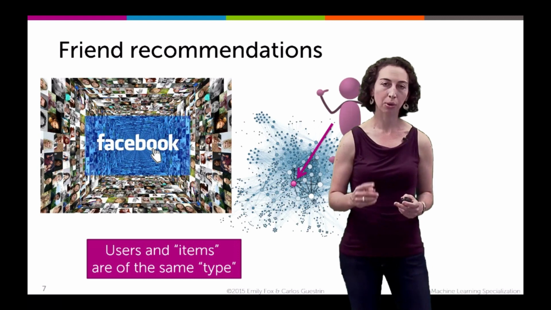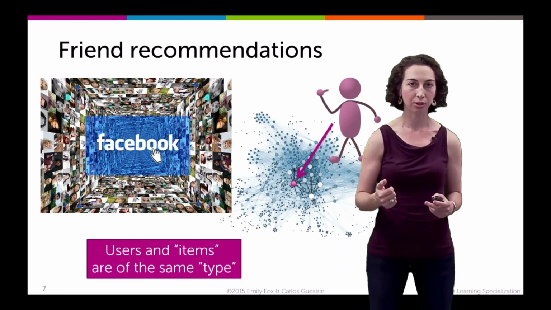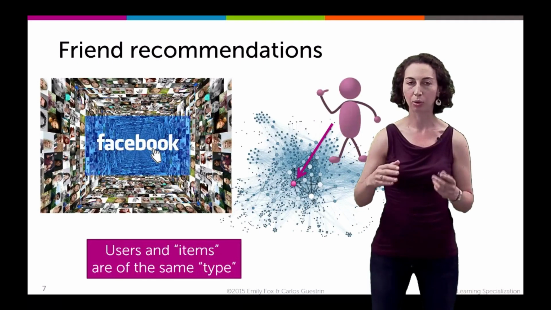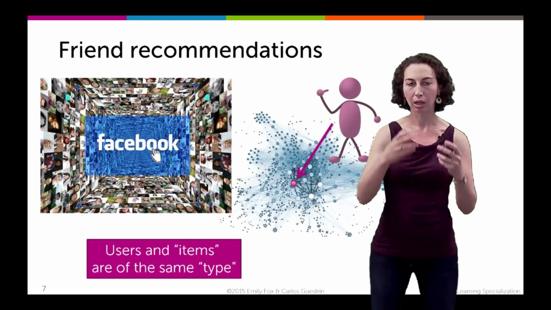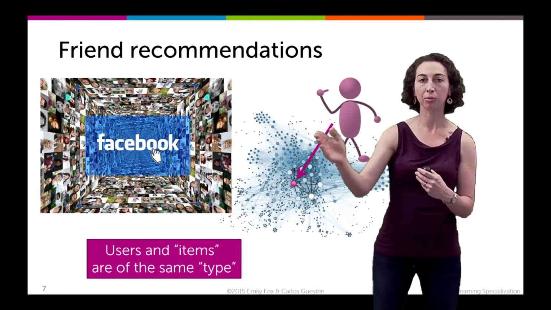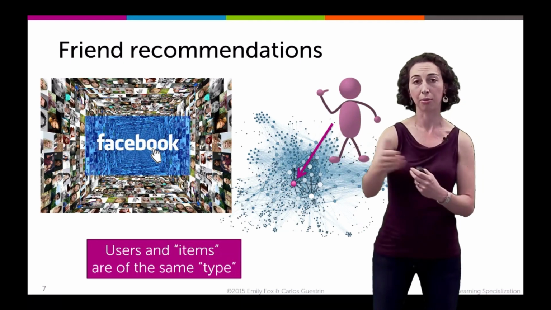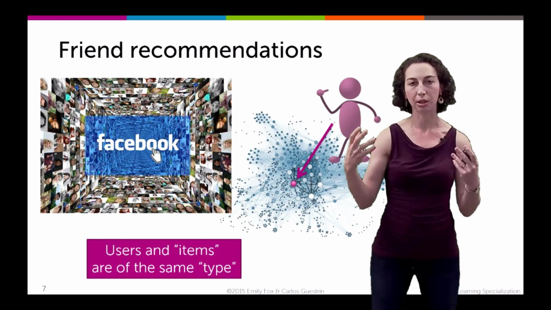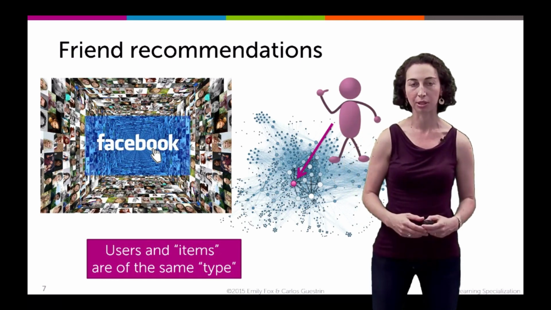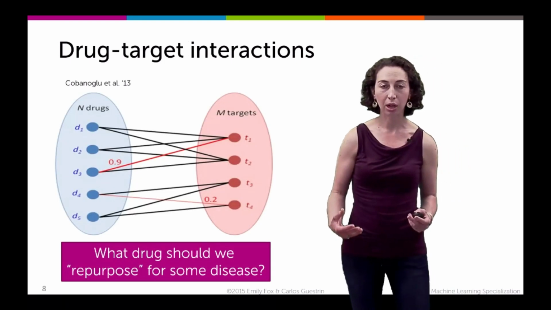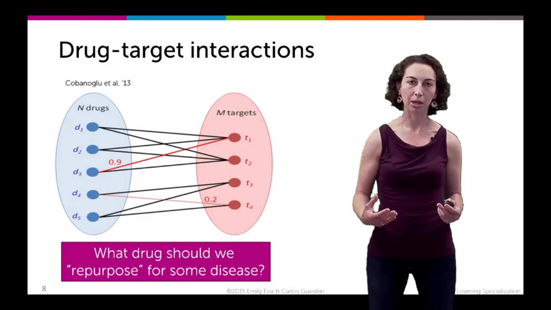In this application, it's important to note that both the users and the quote-unquote items are of the same type. We're both people. So when I'm a user on Facebook, the things that are being recommended to me, the items, they're other people. So we're going to end up with users and items being of exactly the same type in this application.